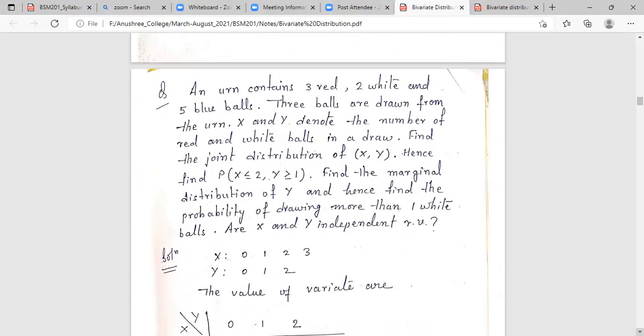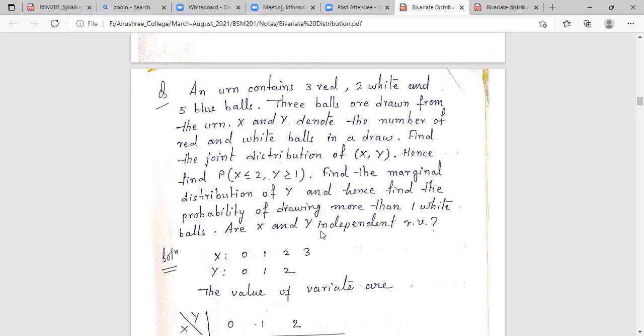Now, this is a problem which covers the total part. An urn contains 3 red, 2 white, and 3 blue balls. 3 balls are drawn from the urn. X and Y denote the number of red and white balls in a draw. Find the joint distribution of X and Y. Hence, find the probability X less than or equal to 2 and Y greater than or equal to 1. Find the marginal distribution of Y, and hence find the probability of drawing more than 1 white ball. And then we need to conclude whether X and Y are independent random variables or not.